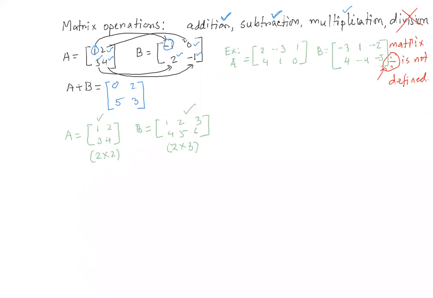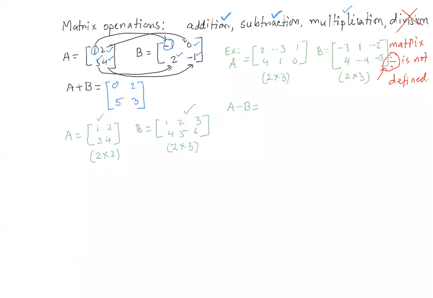You could obviously add these two because they both have the same dimension, 2 by 3. This is, and this is 2 by 3 as well. So you could add them. However, how do you do the subtraction between two matrices, A minus B? How do you do the subtraction? It's pretty much the same thing. You do element-wise addition or subtraction.